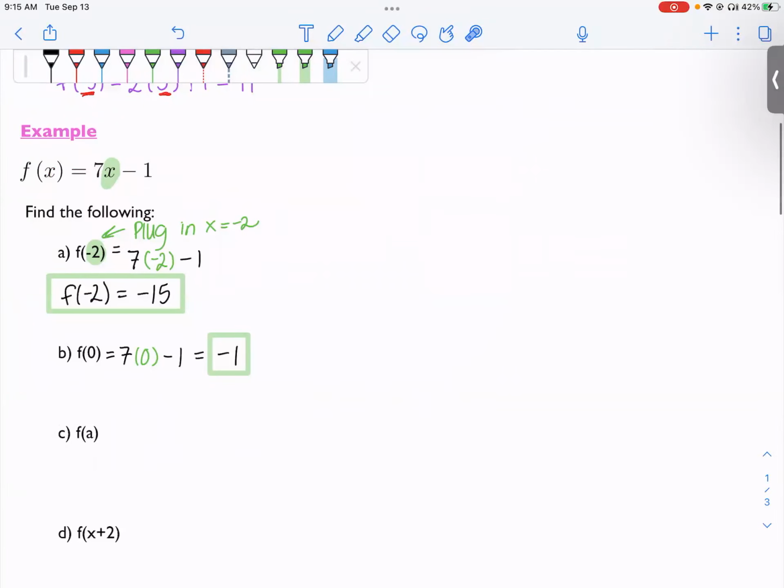F of a, when there's a variable in here, this is still just telling us what to plug in, right? This is like a blank spot. It's like a blank spot here. So if I put an a right in here, that means just put an a in where you see an x. Just replace the x with an a. So this would be 7a minus 1. And that would be it. There's no number because our input was a variable.